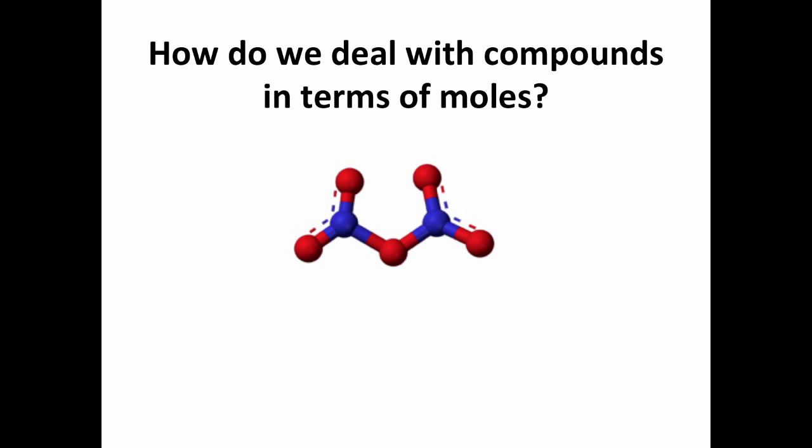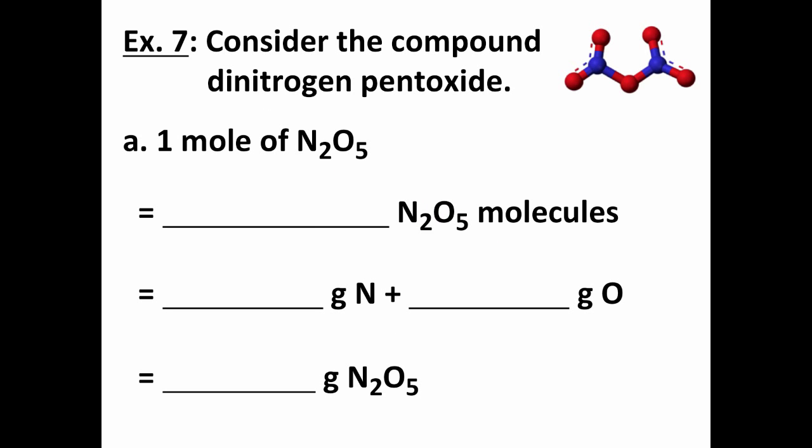Now next, how do we deal with compounds in terms of moles? And we've already started doing this. There'll be a little bit of repetition here, but good to get a fair amount of practice. So let's keep considering the compound N₂O5, dinitrogen pentoxide. And let's start with the following. We have this compound, N₂O5. What do we know about 1 mole of it?